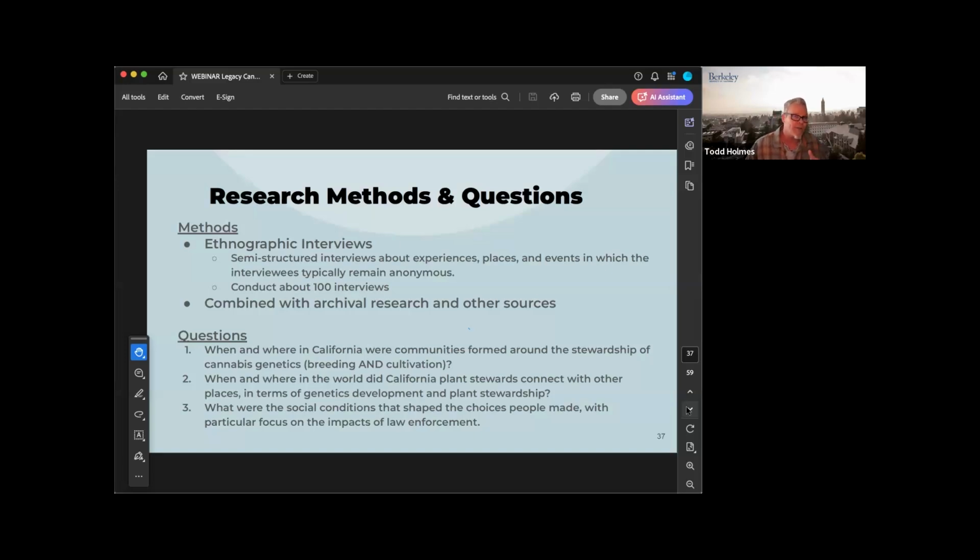He's going to conduct about 100 of these interviews, and the research collectively is going to largely revolve around three questions. When and where in California were communities formed around the stewardship of cannabis genetics, largely looking at breeding and cultivation? The second is when and where in the world did California plant stewards connect with other places in terms of genetic development and plant stewardship? And then the third question for both of these is looking at what were the social conditions that shaped the choices people made, with a particular focus on, of course, law enforcement, prohibition, and the war on drugs. Next slide, please.